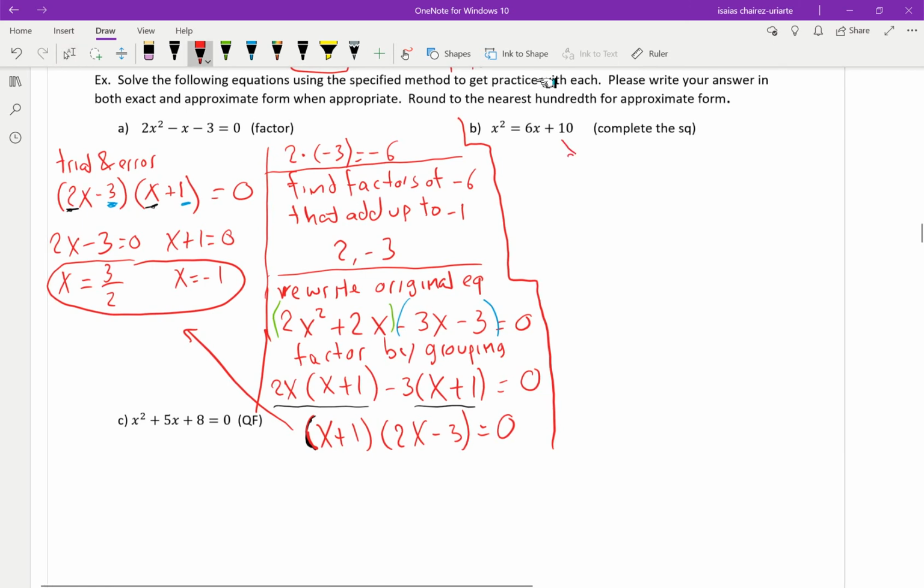Let's complete the square. In order to start completing the square, what I'm going to have to do is get all of the x's on one side and anything that doesn't have x on the other. So x squared minus 6x equals 10. That's what I'm going to start with. The next thing I'm going to do is look at the coefficient negative 6, and I'm going to think over here.